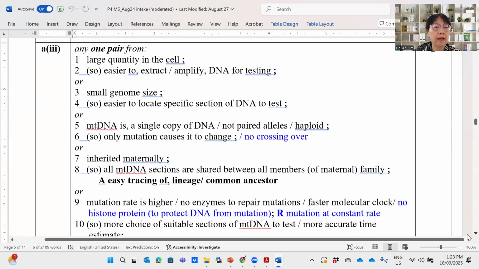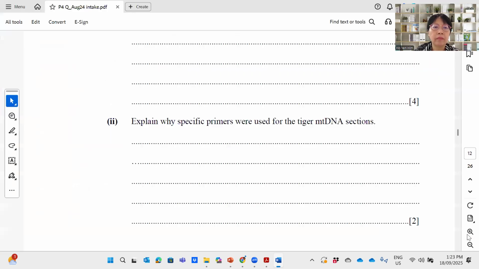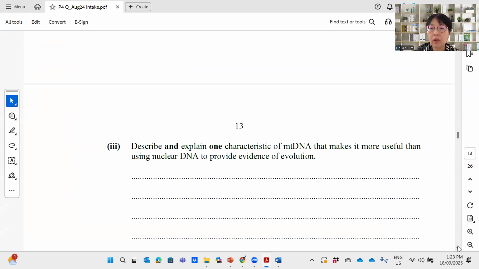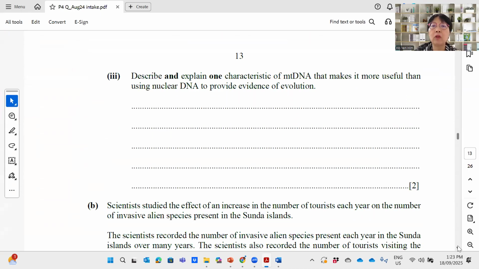So next question, A part 3. Describe and explain one characteristic of mitochondrial DNA that makes it more useful than using nuclear DNA to provide evidence of this evolution. Now over here, some students did not write their answer based on the question. You see, the question says, describe and explain one characteristic only. And that is why 2 marks is given.